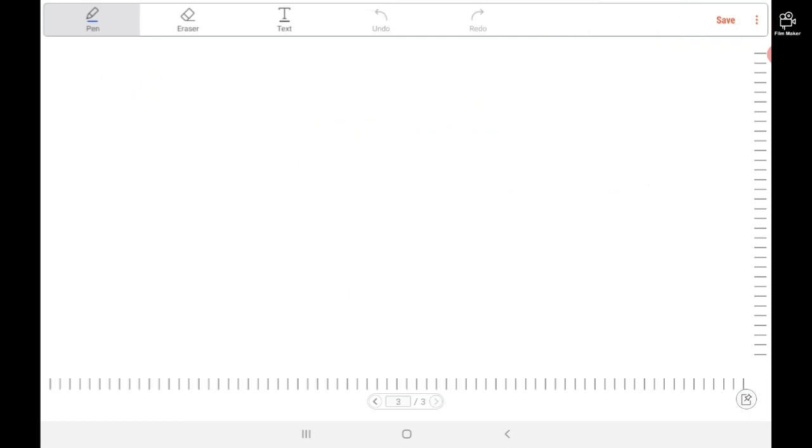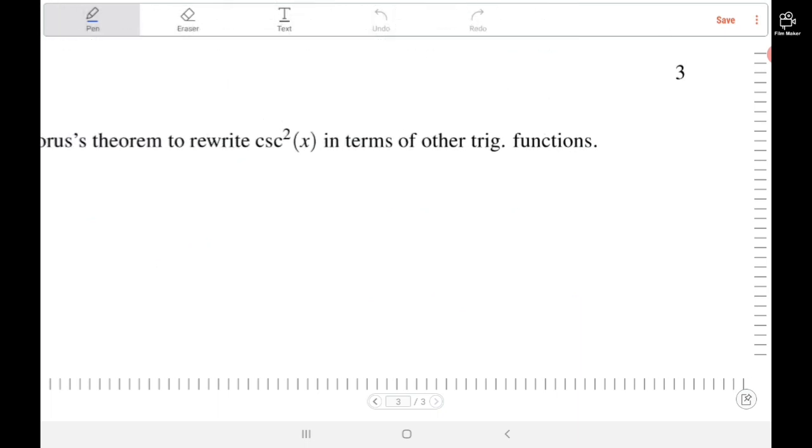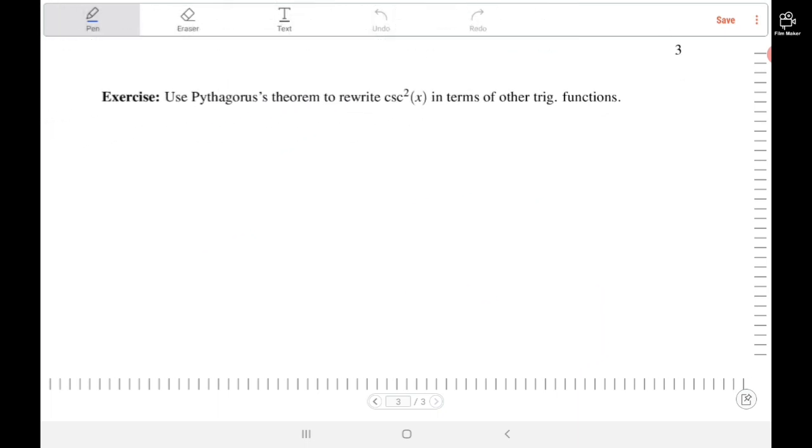So I'm going to leave you with an exercise, which is to use Pythagoras' theorem to rewrite cosec squared of x using other trig functions. So you can use a similar process to what we did here and derive one of the common trig identities from scratch using Pythagoras' theorem.